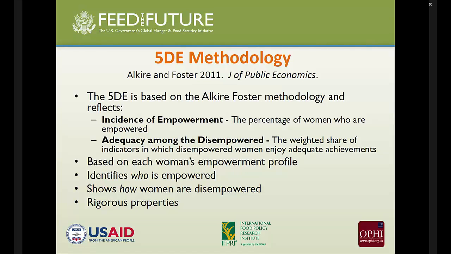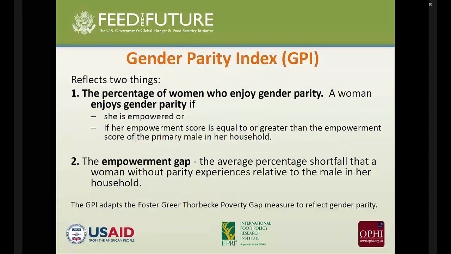Okay, so the gender parity index reflects two things. The percentage of women who enjoy gender parity, so this is like a headcount. Right? In how many of these households do we have women who have gender parity? And remember that we define having gender parity as either being empowered. So if their score is already 80% or more, they're empowered. So we already assume, regardless of what the man's score is, that they enjoy gender parity. Or if her empowerment score is equal to or greater than the empowerment score of the primary male in their household. So if she is not empowered, so her score is below 80, but her score is the same as her husband's or the other male in the household, then she enjoys parity. Her score is equal to the male's. So it's either her score is high enough to be called empowered, or her score is high enough to be equal to the male's.